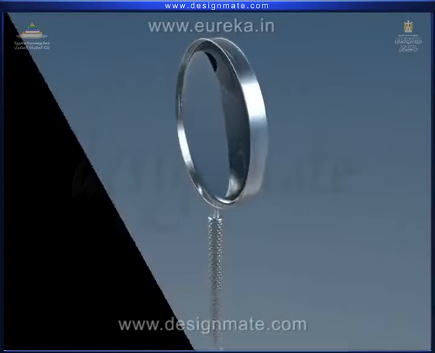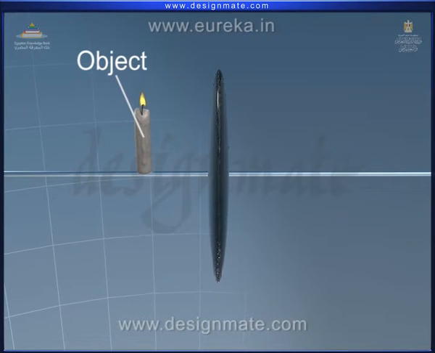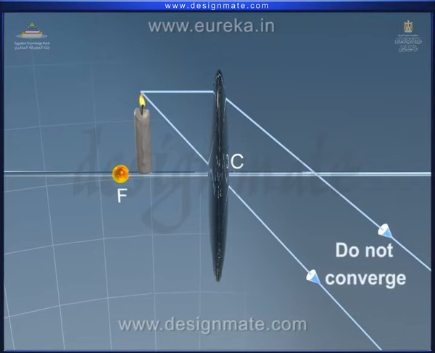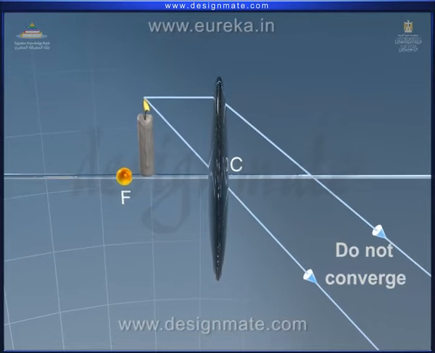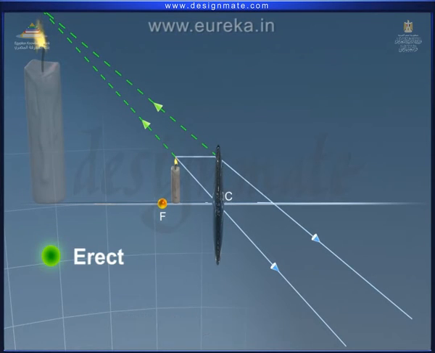Principle. When an object is placed between the first principal focus F and the center C of a convex lens, the rays emerging from the object do not converge, but they seem to converge at a point by extending backwards beyond the lens. The image obtained is erect, magnified, and virtual.